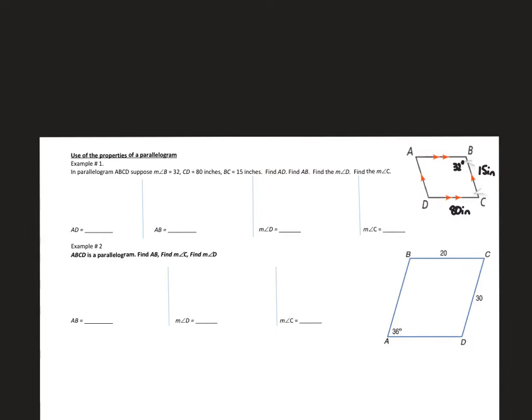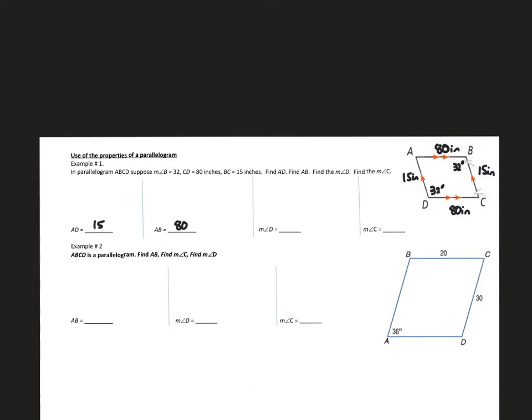So it goes back to our previous theorem that if I know that DC is equal to 80, then opposite sides are congruent, so that means segment AB is also 80 inches. Same reasoning for segment BC. If it is 15, then that means that segment AD is also 15 inches. Carrying on, if I know that angle B is 32 degrees, there's the theorem that says angles opposite one another are congruent. So it stands to reason that angle D is 32 degrees.